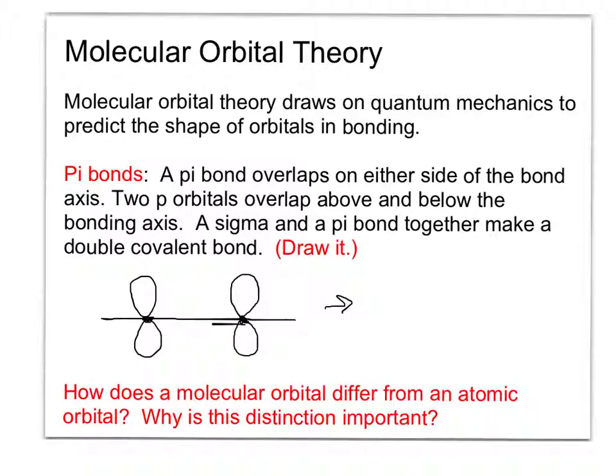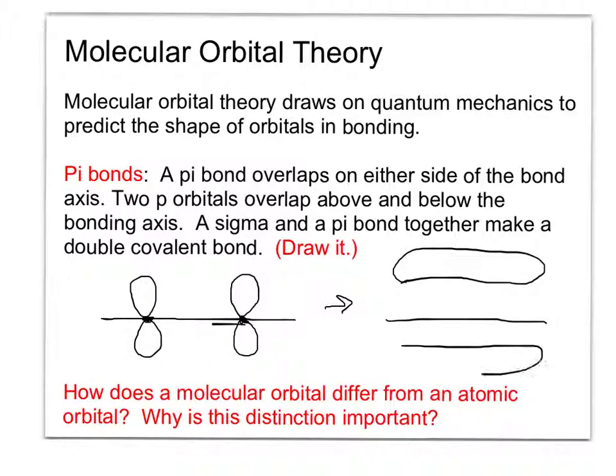If the orbitals overlap above and below the bond axis, they end up creating a shape that looks like this. You're going to have this little cloud above and this cloud below, and your nuclei are in between those two clouds. Even though this is two distinct shapes, this is a single pi bond, and this is a single pi molecular orbital. Now, what it says here at the bottom is that a sigma and a pi bond together can make a double covalent bond. What might that look like?